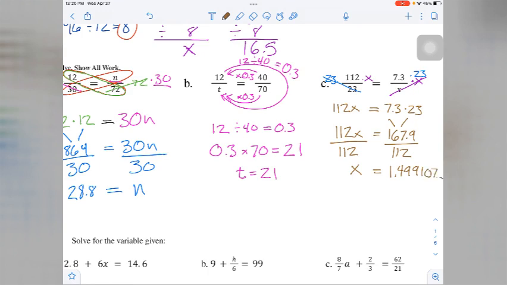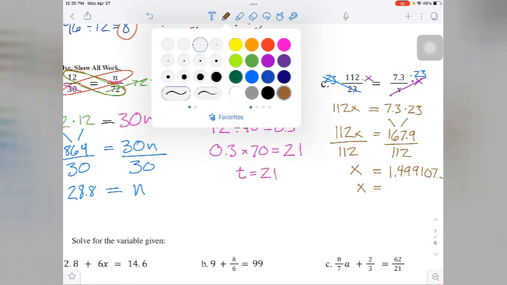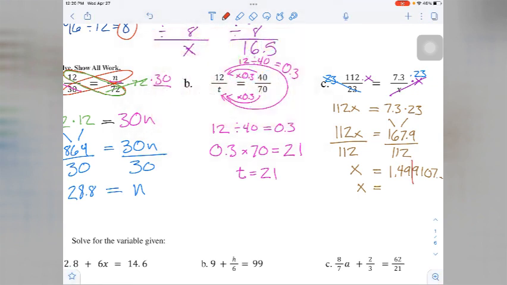1.4999107. It's got a lot of digits, but if you round it to the nearest hundredth, which is what I asked you to do, you can see that this is the hundredths place. I see that it's 0.049, but then I have to round the 9 up. So this 49 actually rounds up to 50 because there's a 9 right there. So if I round this to the nearest hundredth, I should get 1.50.